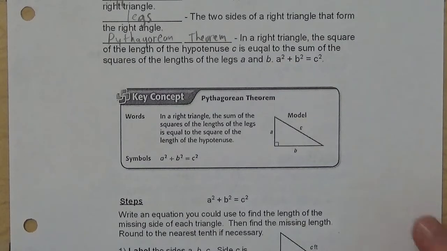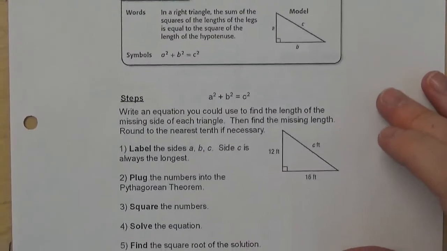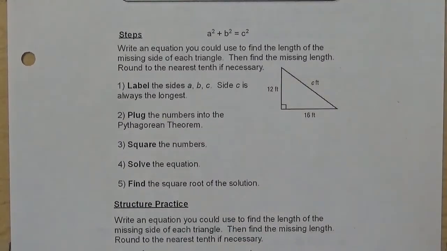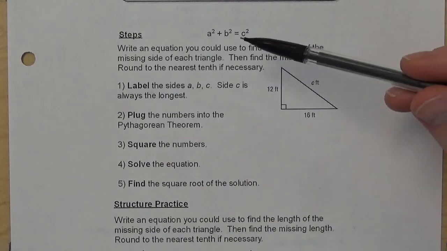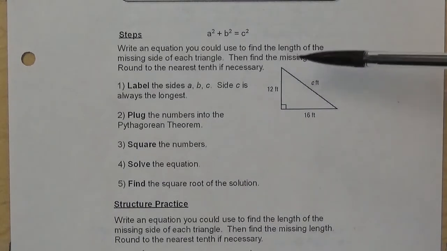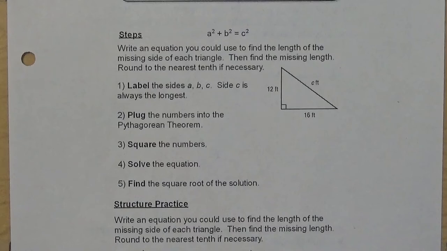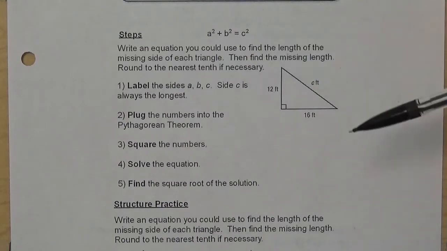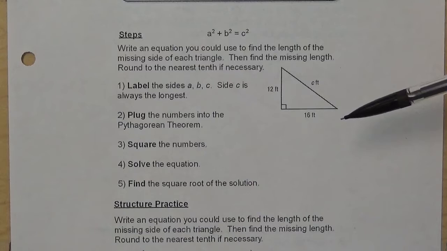All right, let's get to the steps here. What can we do with this now that we know that the Pythagorean Theorem works? How is it useful? To help us figure that out, we're going to look at these steps. We can write an equation using the Pythagorean Theorem, basically plugging in what we know already, and we can use that to find the length of missing sides in a triangle. So if we know two of the sides of a right triangle, we can find the third side. It says write an equation you could use to find the length of the missing side, then find the missing length, round to the nearest tenth if necessary.